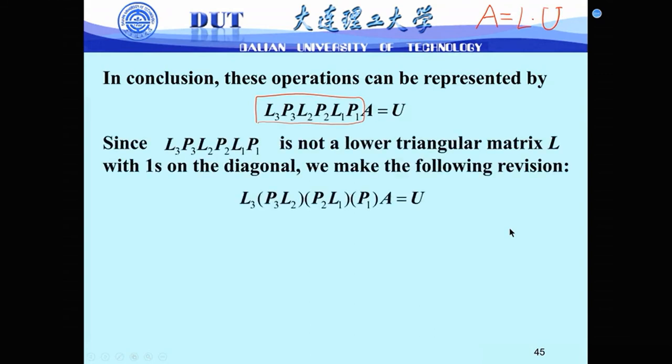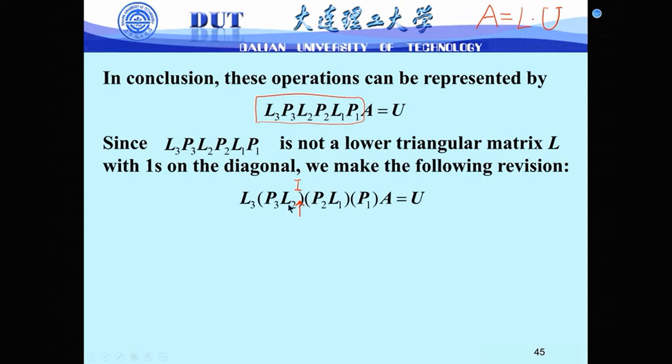Please note here, follow me. Now we can use some products. You see, we add the brackets here: P3 with L2, P2 with L1, and P1 is only P1. Now please follow me, note here. Firstly, we add a red arrow here. That means we multiply by an identity matrix here.